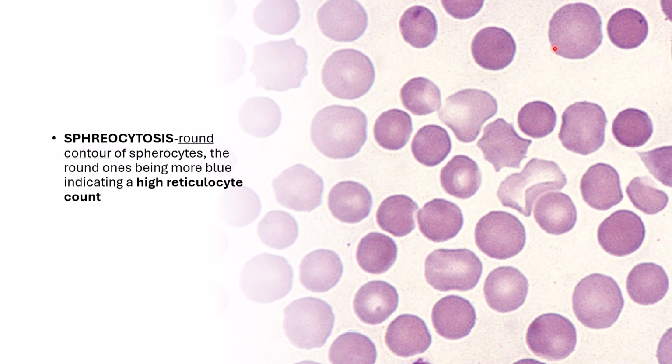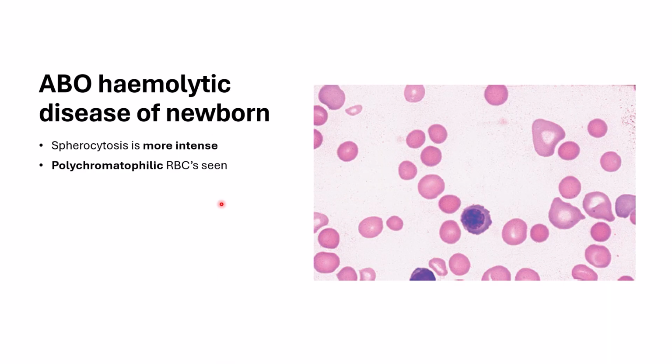So the word spherocytosis indicates more like a sphere and less like the elliptical shape of an RBC. And some of them are more blue in color, indicating a high reticulocyte count. Proceeding on to ABO hemolytic disease of the newborn, spherocytosis is more intense. So compare the shape, and polychromatophilic RBCs are more prominent. The color of the RBCs is more blue, indicating that the reticulocyte count will be higher.